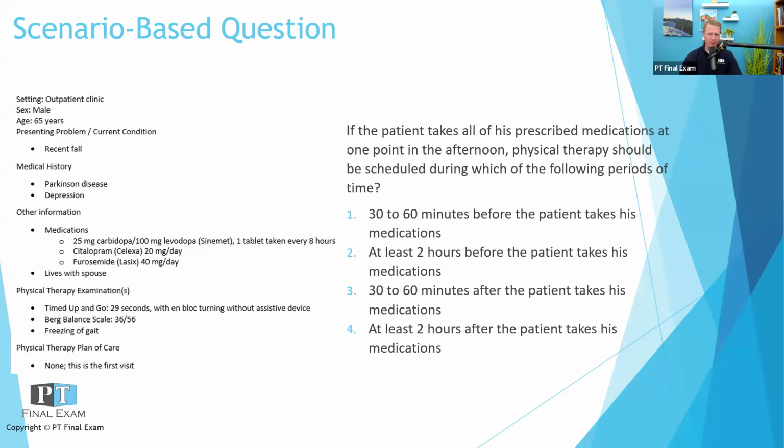Okay, so this scenario, obviously talking about a 65-year-old male with a recent fall, Parkinson's disease, depression. We have some medications listed, including carbidopa, levodopa, a timed up and go data, so 29 seconds with en bloc turning, Berg Balance test, freezing of gait. We have a lot of data for this patient.